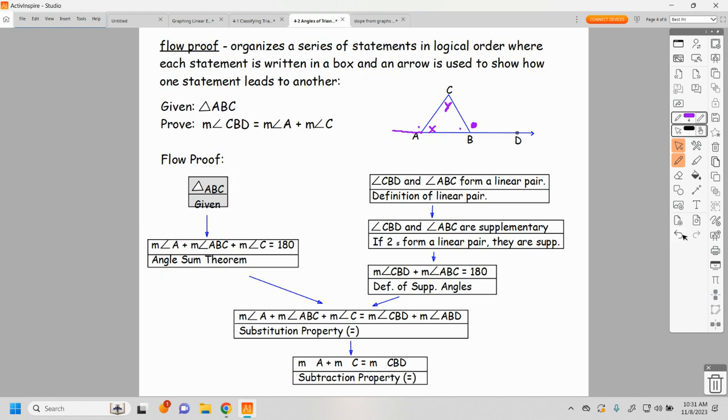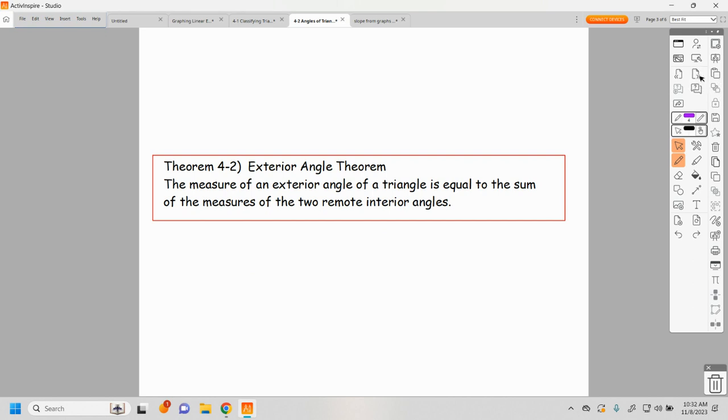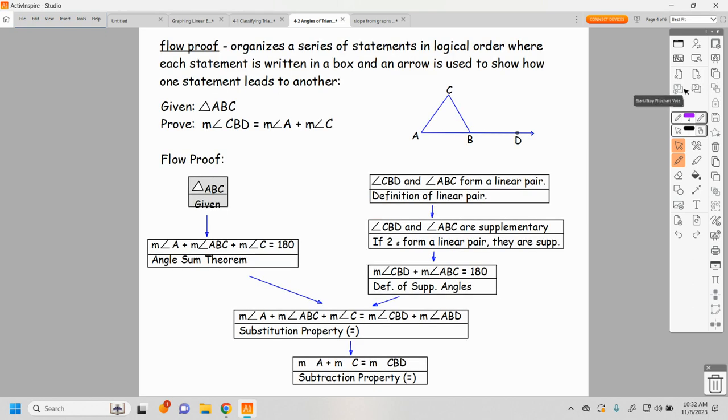All right? Now, guys, you do not have to worry about this proof. I just wanted to show you, this is a good example of why people use a flow proof, because this one would be.